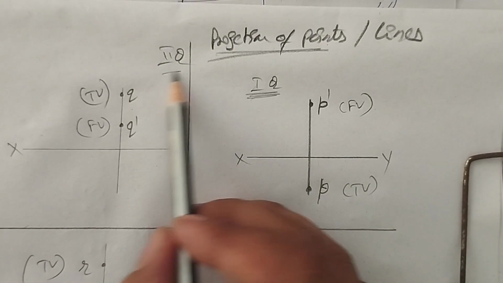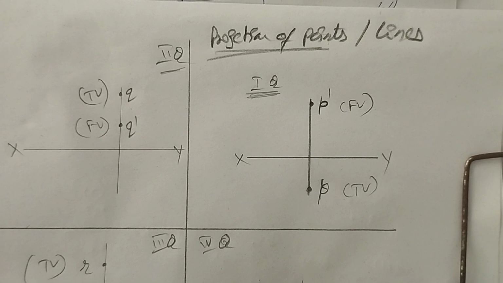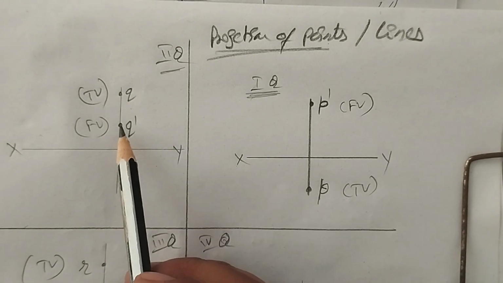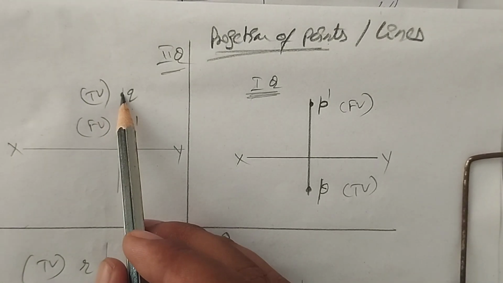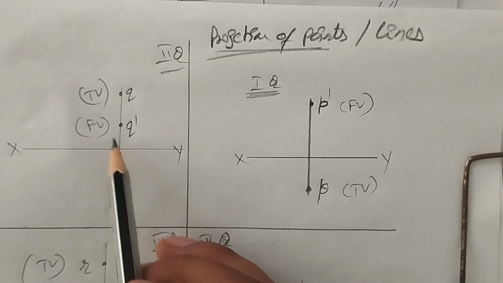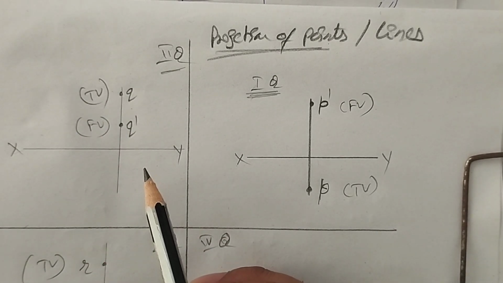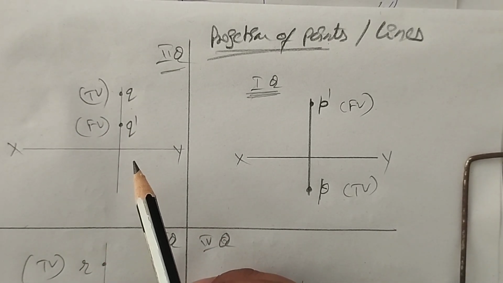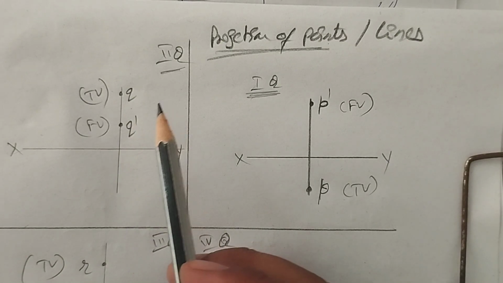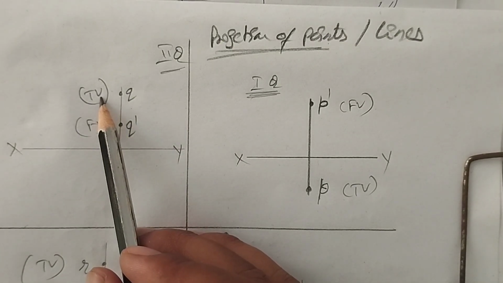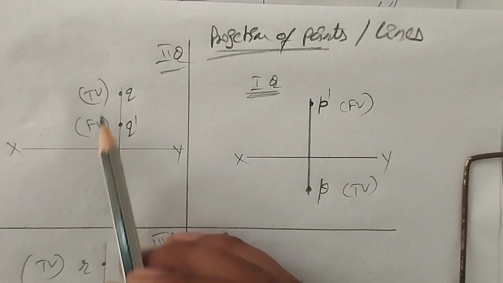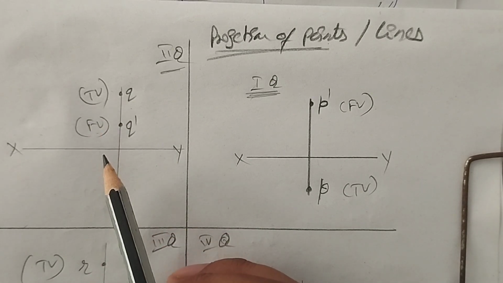Now come to the second quadrant. In the second quadrant, the front view as well as the top view are both above the xy line, or above the reference line.